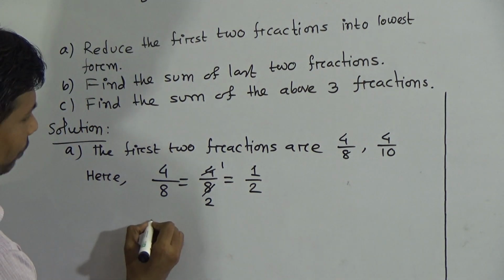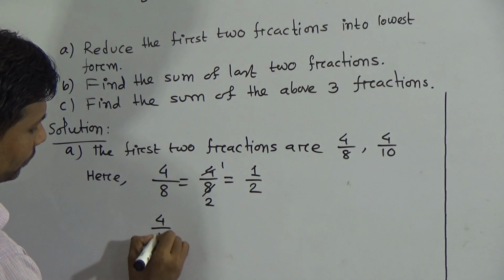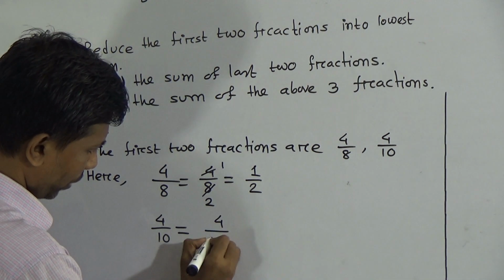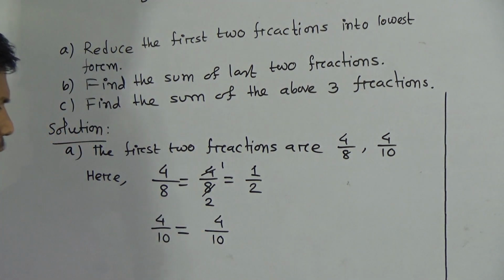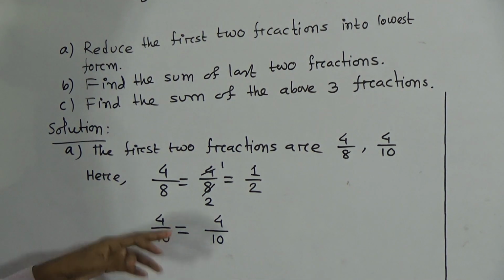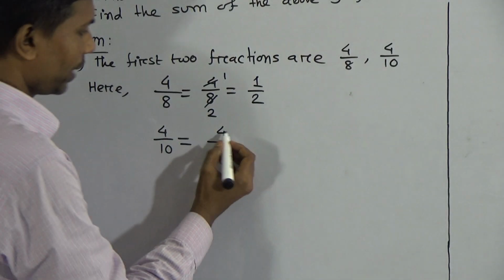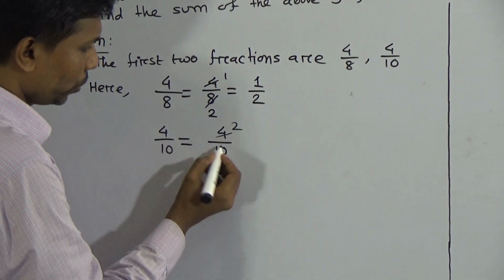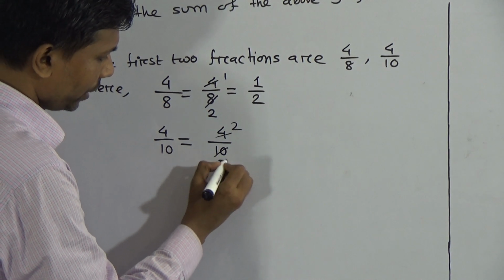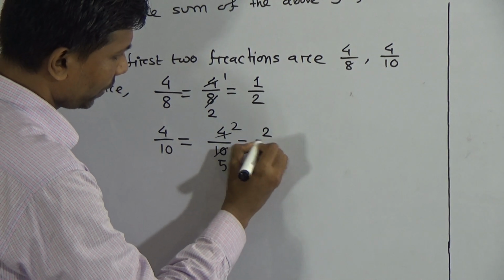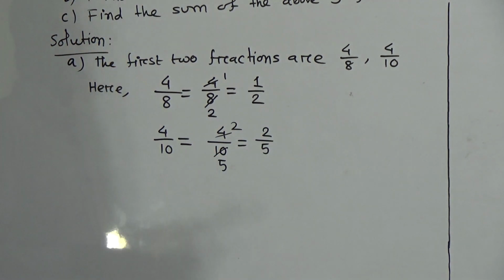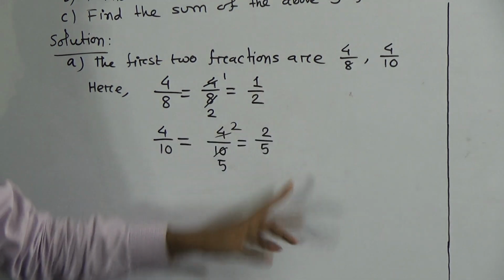Similarly, 4 by 10. Look student, between 4 and 10, 2 is the common factor. So we have to divide this by 2, then we get 2. Similarly, divide 10 by 2, then we get 5. This is equal to 2 by 5. And this is the required two fractions in reduced form.